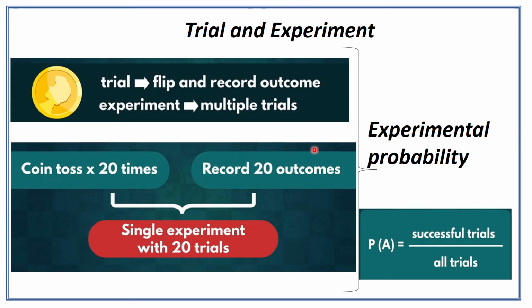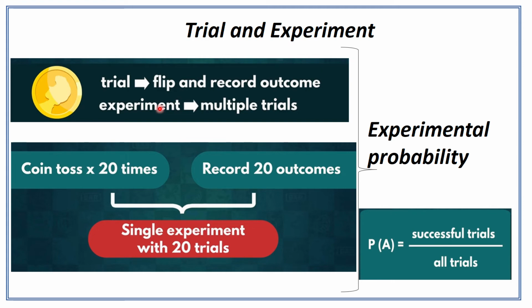Now we will understand some basic things in expected value while studying probability. Suppose you have flipped one coin. Flipping a coin once was a trial. So flip and record the outcome. If I am flipping a coin and recording the outcome, it is a trial. But if I am repeating it several times, if it is multiple trials, then it is called an experiment.